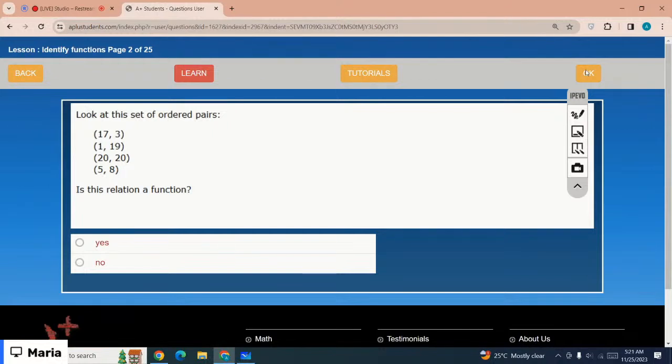Okay, look at the set of ordered pairs. Is this relation a function? Okay, 17 and 3, 1 and 19, 20 and 25 and 8. Which is the correct option? The correct option is yes. Because for each value of x, there is only one value of y. So yes, it is a function.